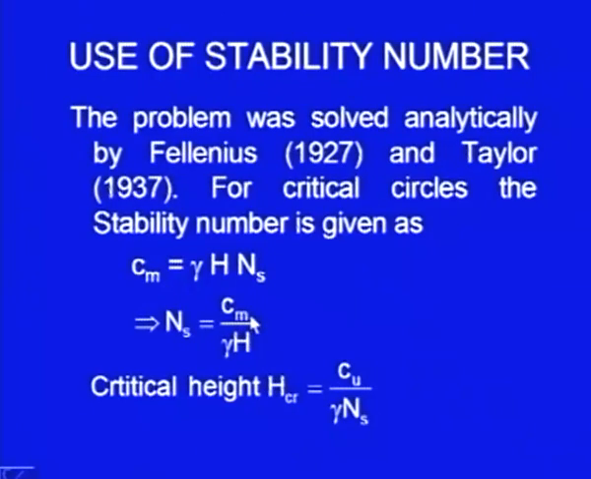So, for the case of the mobilized cohesion, Ns will be equal to Cm upon gamma h, and for the case of the critical height, that is the maximum permissible height, the factor of safety will be equal to 1, and Cu and Cm will become equal. So in that case, critical height will be equal to Cu upon gamma into Ns. So this Ns has been given.